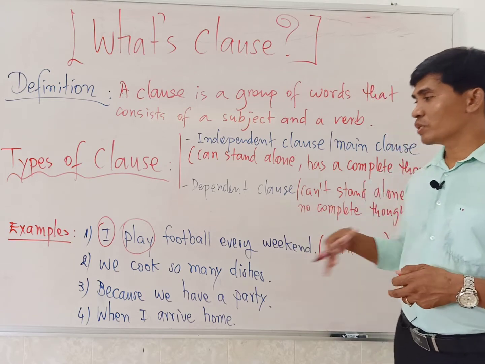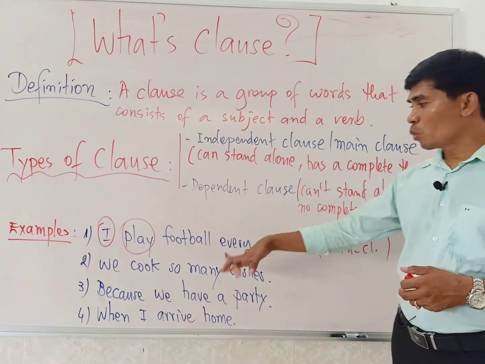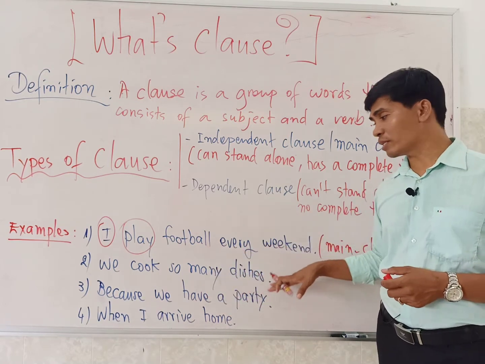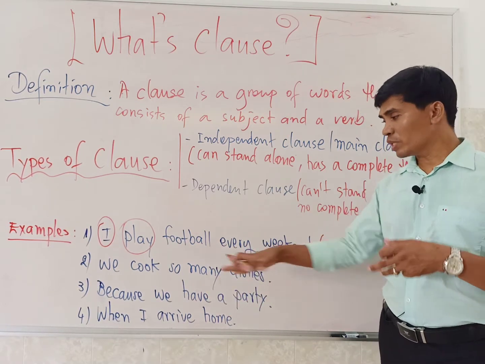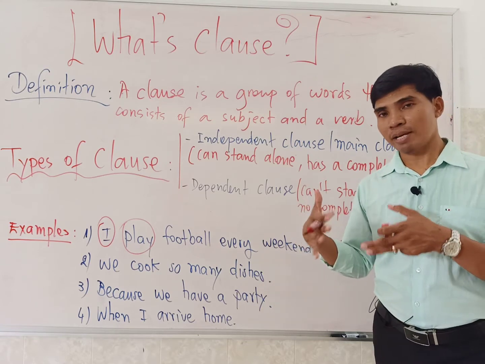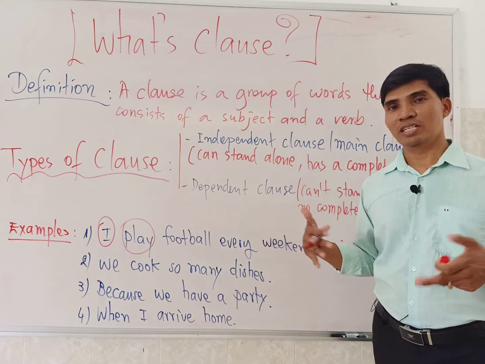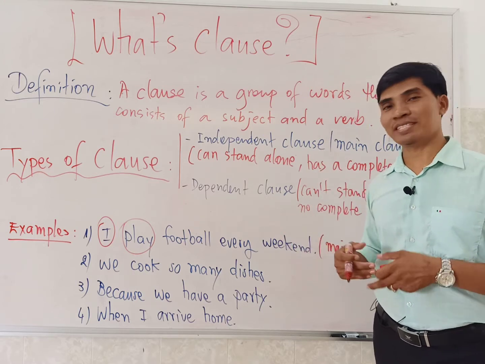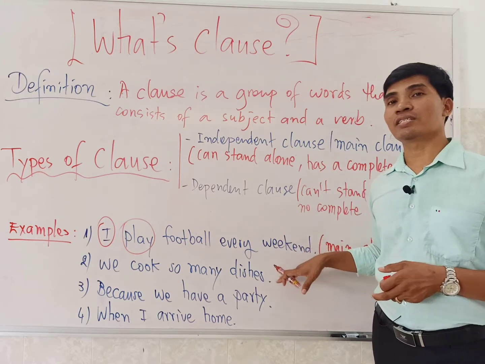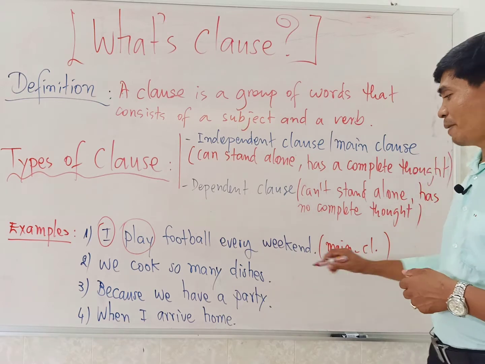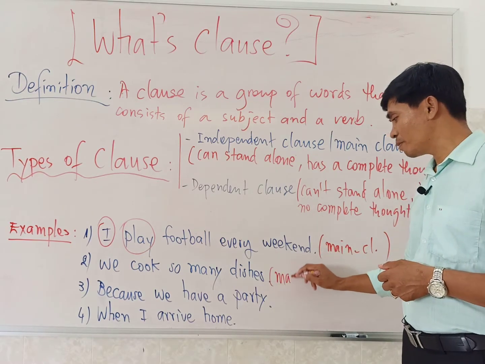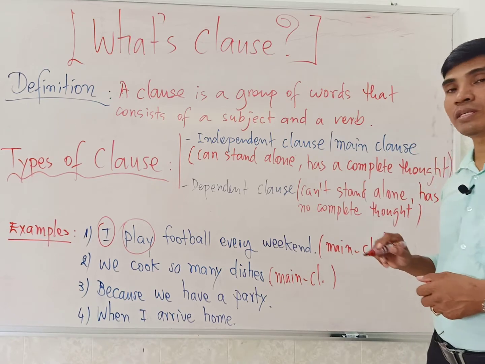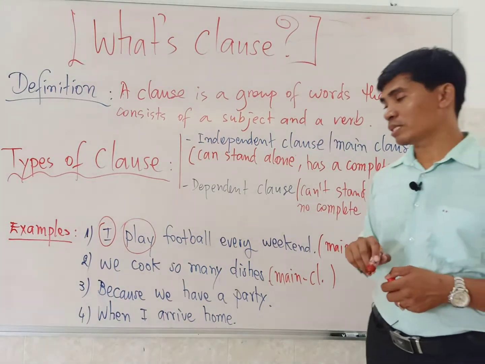Example number 2: we cook so many dishes. We cook so many dishes. When you read this sentence, does it make sense, or do you still have a question? Yes, it makes sense. So this type of sentence is called a main clause.